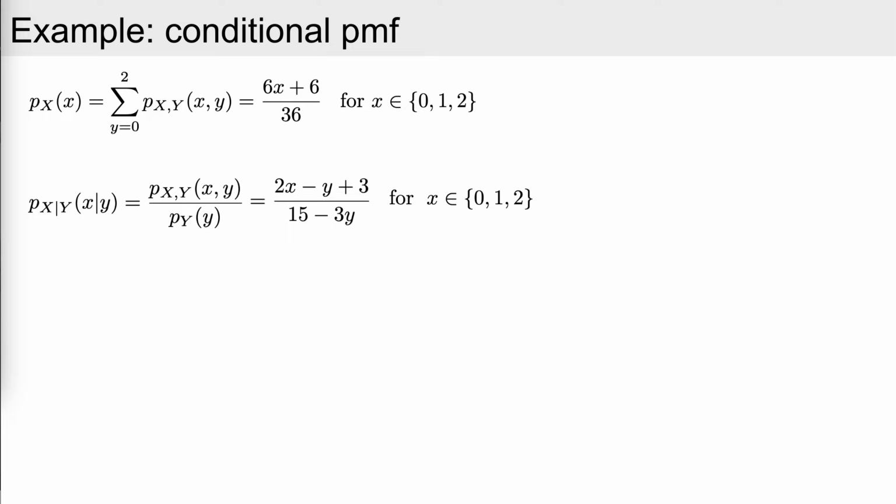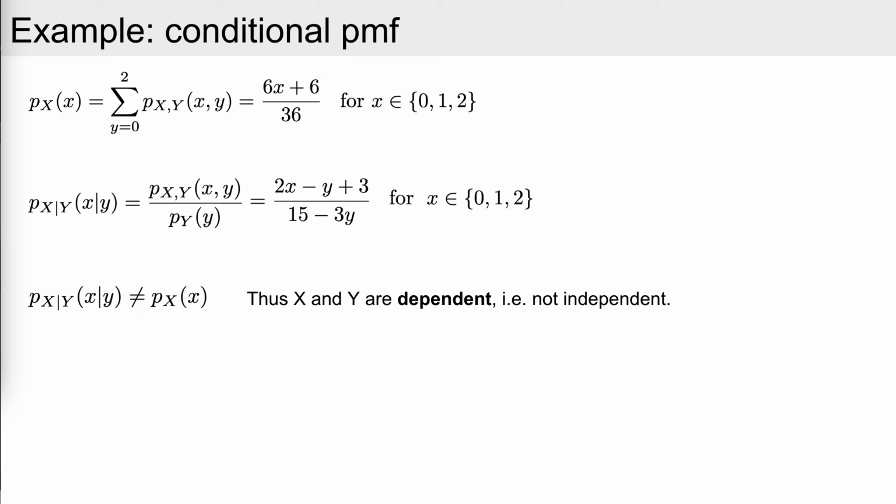Taking a step back, we now have a marginal PMF of x alone, as well as the conditional PMF of x given y equals y. And notice that these formulas differ, signaling that information about y can change our understanding of x. That is, we say that x and y are dependent, not independent random variables.